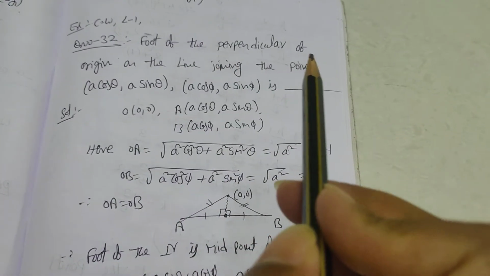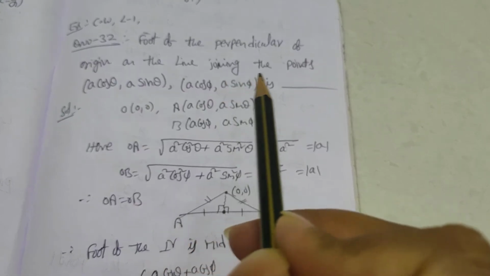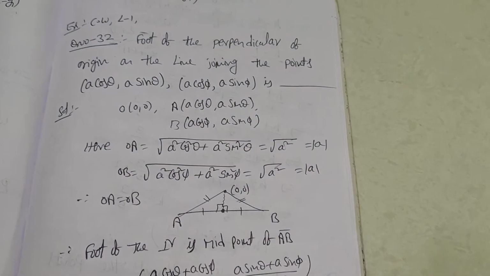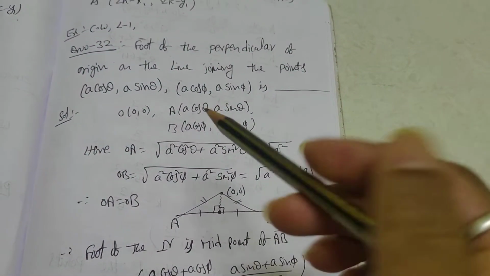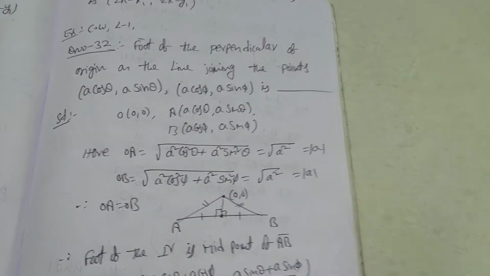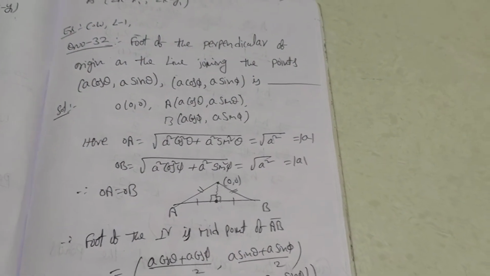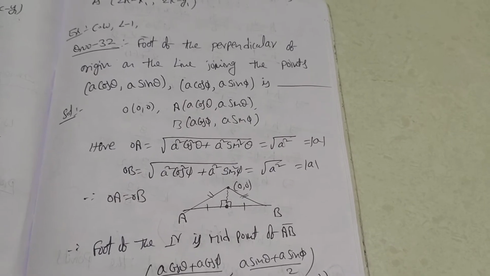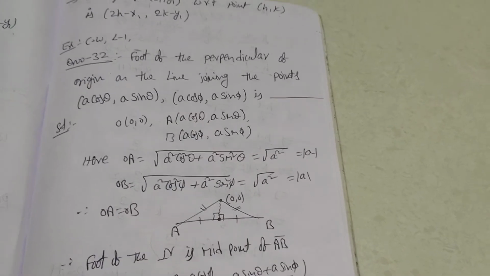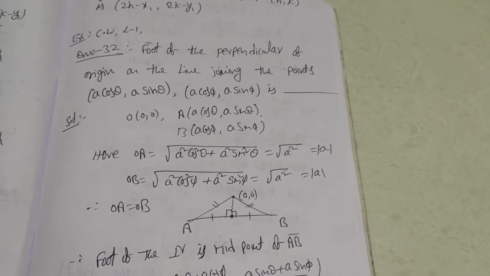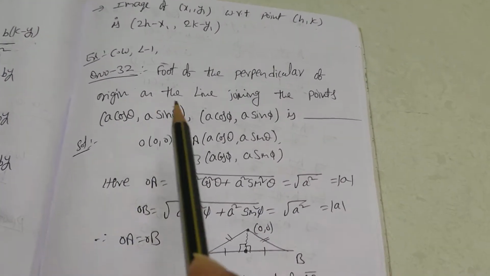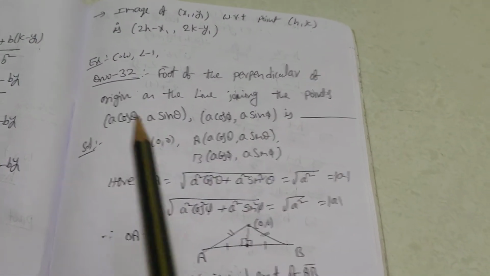Foot of the perpendicular of origin on the line joining the points a cos theta comma a sin theta, a cos phi comma a sin phi is. Here if you use the common sense then no need to go for procedure. You can directly get the answer.